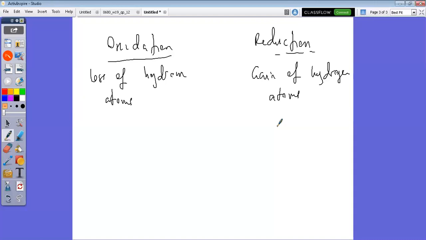Oxidation is the loss of hydrogen atoms, and reduction is the gain of hydrogen atoms. So let's look at an example. If I have C, CH3.